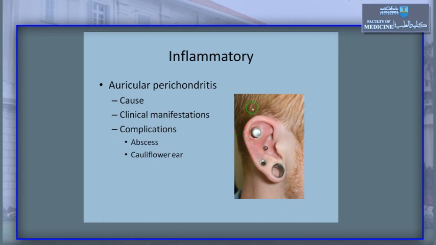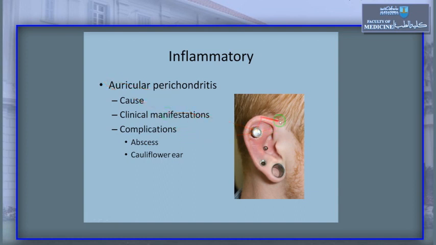Here it manifests by edema and inflammation of the ear. The auricle is red, edematous, and the patient complains of pain, of course. Clinically, when you examine, you will find an edematous auricle with blunting of the landmarks of the auricle. It's red in color, erythematous, and if you touch it, it's tender.